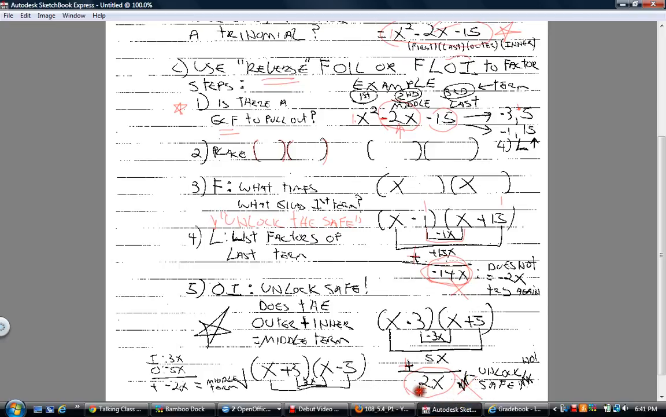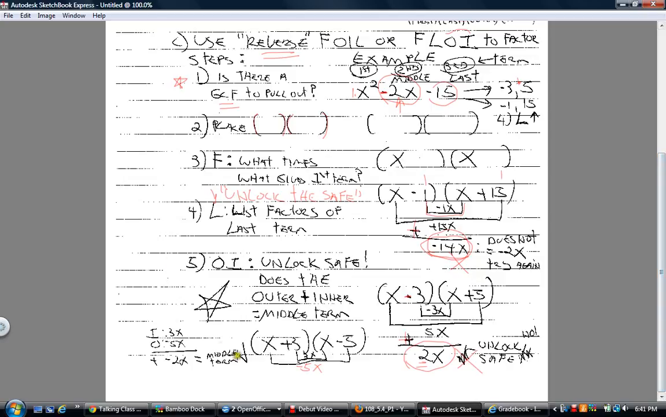Now, here's the good news. If you ever get the same coefficient but the wrong sign, all you have to do is switch the signs from negative to positive and positive to negative, and then double check. So here's your inner term, 3x, your outer term, -5x. Running out of space. There you go. And when I add them up, what do you get? -2x. Bingo, we unlocked the safe. This is your factored form, and that's your answer of taking the trinomial and writing it in factored form.